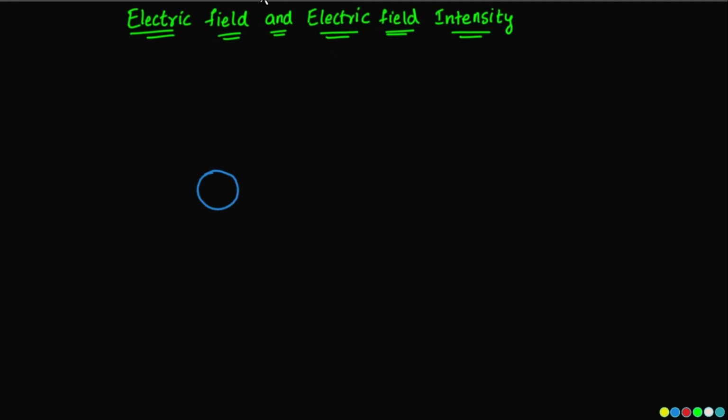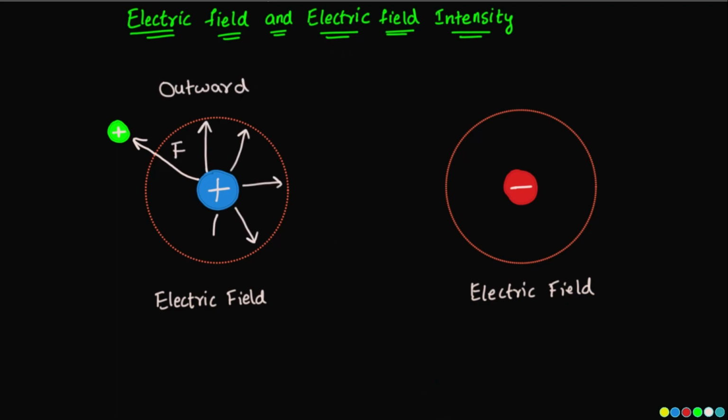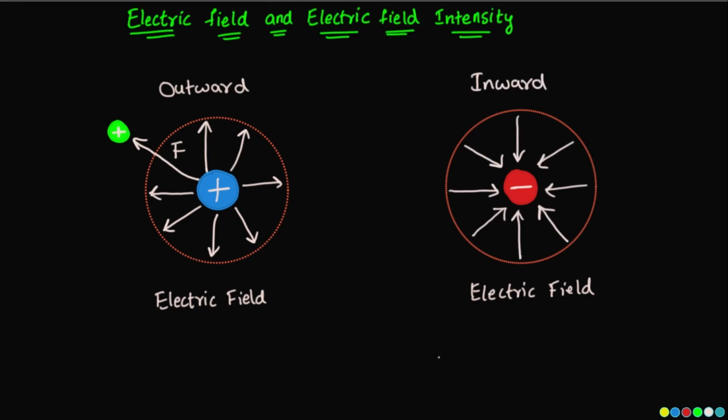We know that every charged particle, whether positive or negative, creates an electric field around it. We also discovered that when we place a test charge inside an electric field, it experiences a force. And depending on the charge, the electric field points outward for positive charges and inward for negative charges. Remember these three key concepts.